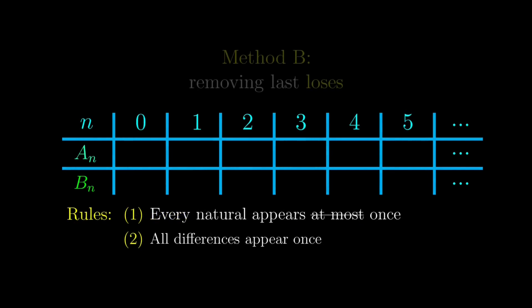Now what about method B, where the person removing the last stone loses? An obvious winning pair would be 0-1 because you will force the opponent to remove the last stone. The next winning pair would be 2-2. Why is 2-2 a winning pair?